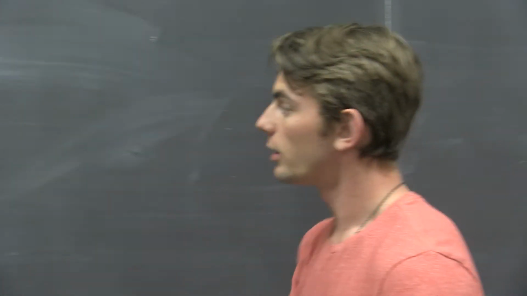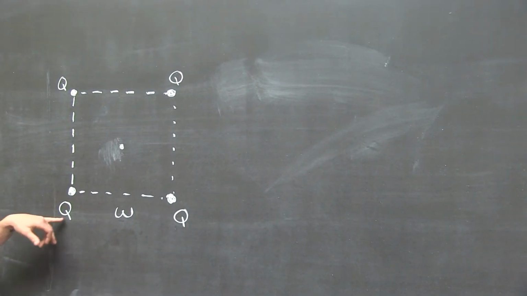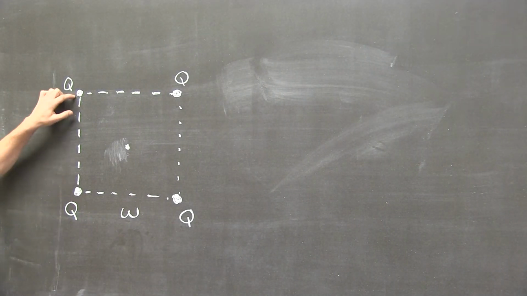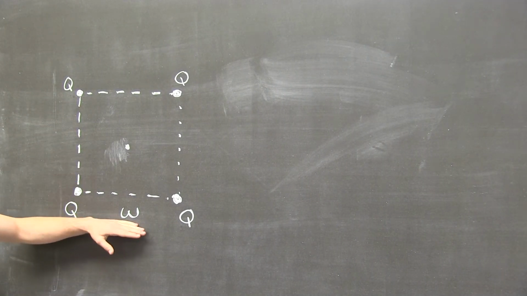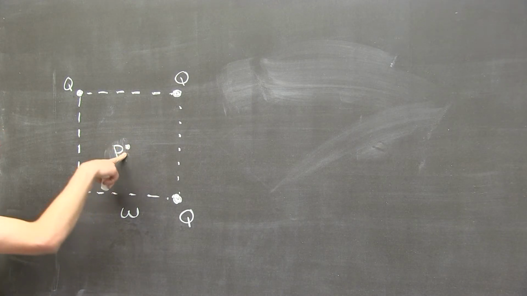Alright. As with most physics problems, we need to start with our picture, so let's check it out. We're told that we have a configuration of 4 charges of equal charge Q, and they're given in the shape of a square with side length W. We're tasked with finding the electric potential at this center point, P.